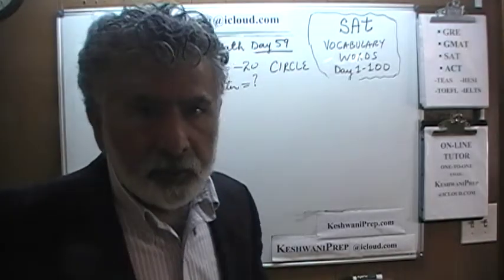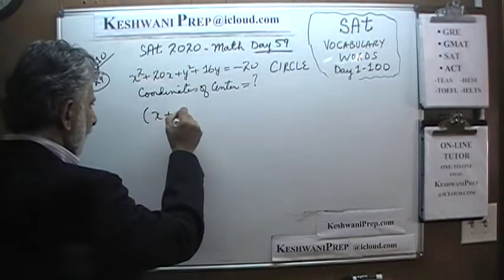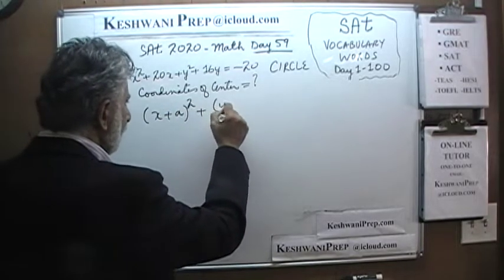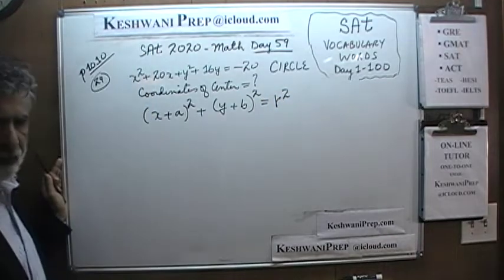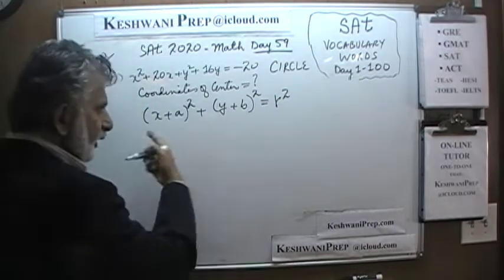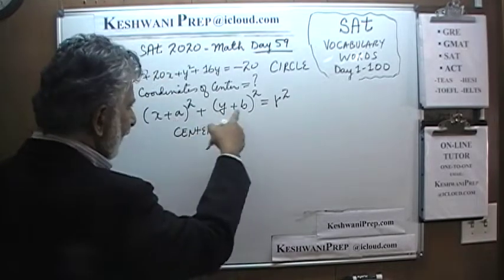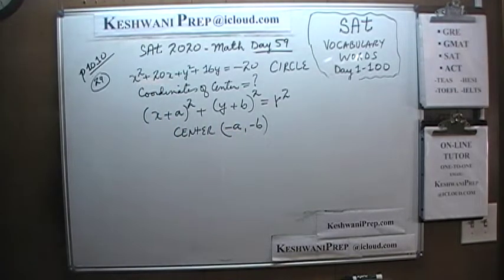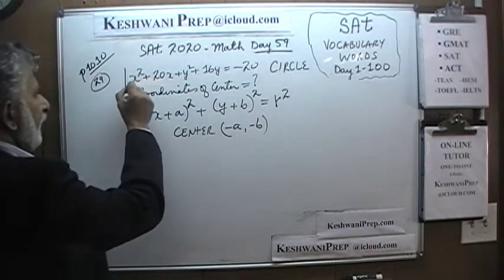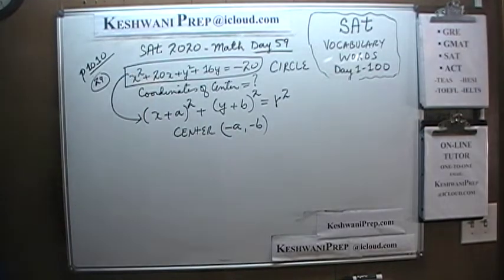Before we do any work, let's write down the standard equation of a circle where we can identify the coordinates. That looks something like this: (x plus a) whole squared plus (y plus b) whole squared is equal to r squared, r being the radius. When it's written in this format, the center of the circle is simply the negative value of a and b, negative a and negative b. So the question is, can we somehow write this equation that we have here in this format? And the answer is yes.